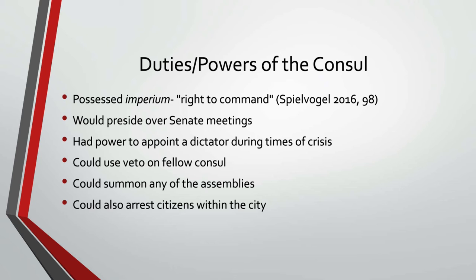They had to preside over Senate meetings. They were able to appoint a dictator during times of crises or war. They could use veto on their fellow consul. They could summon any of the assemblies, and were also able to arrest citizens within the city.